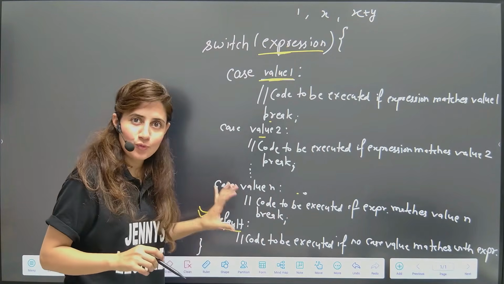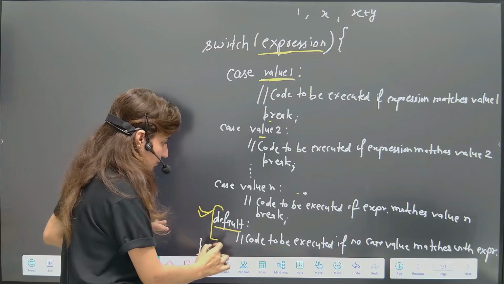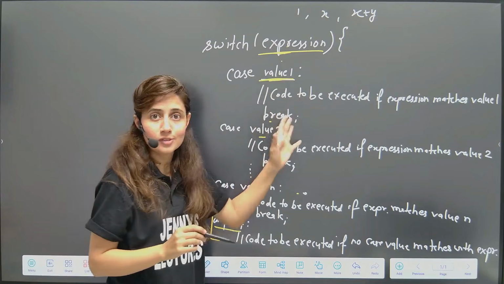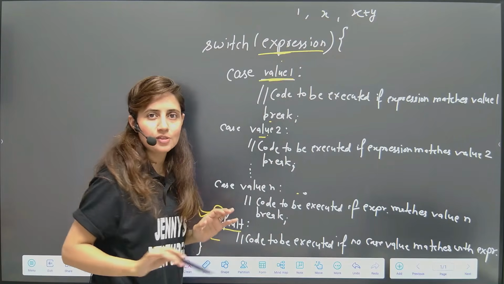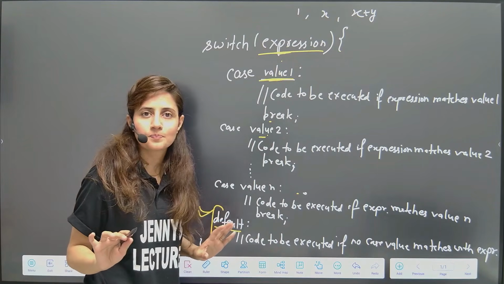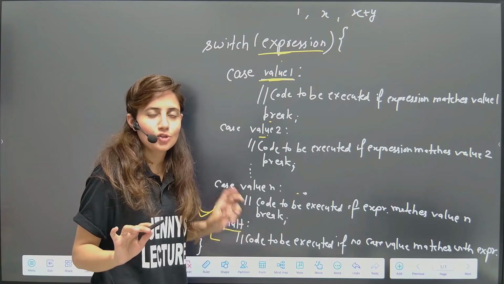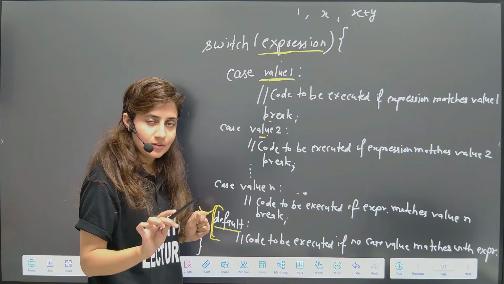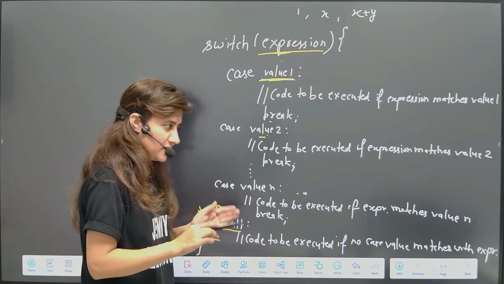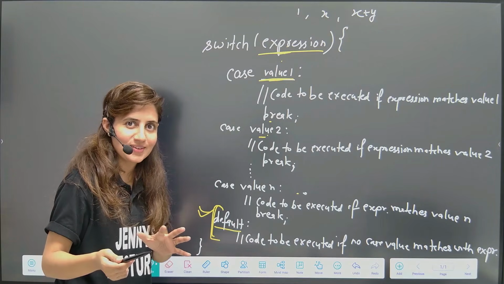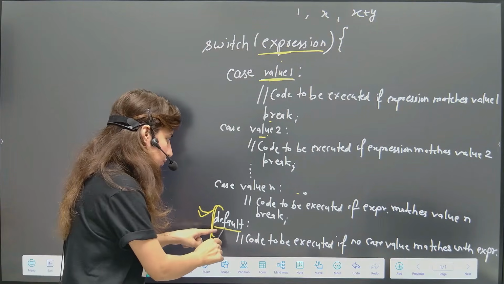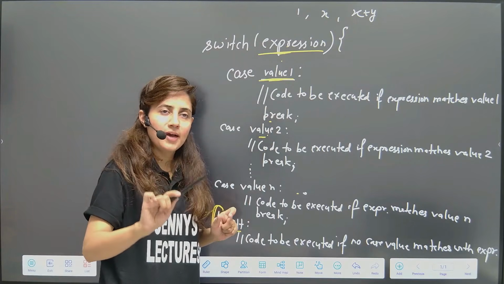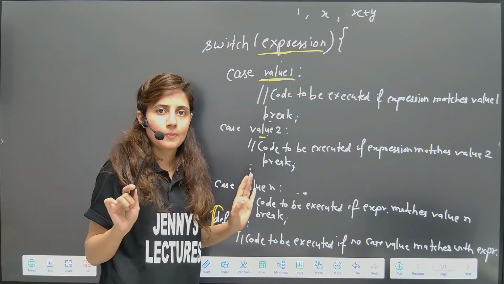But this is not the case here. You can write this default case anywhere. You can write it here at first, you can write it in between the case values, or you can write it at the last. It's not compulsory that you write it at the last only, right? This makes it different from that else block. But it would be executed only if none of the case values matches this expression.